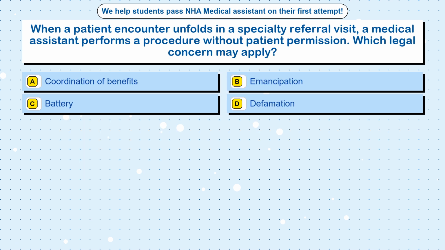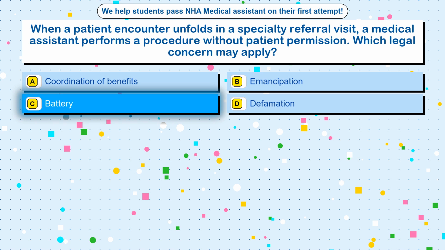Question 73. When a patient encounter unfolds in a specialty referral visit, a medical assistant performs a procedure without patient permission. Which legal concern may apply? Option A, coordination of benefits. Option B, emancipation. Option C, battery. Option D, defamation. The correct answer is option C, battery.